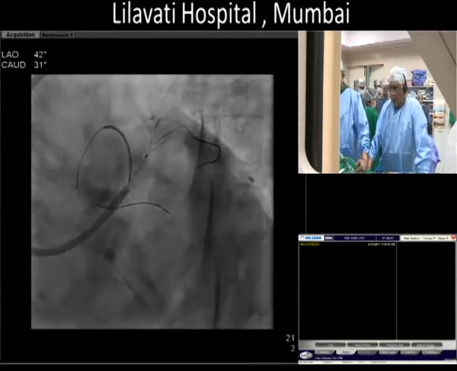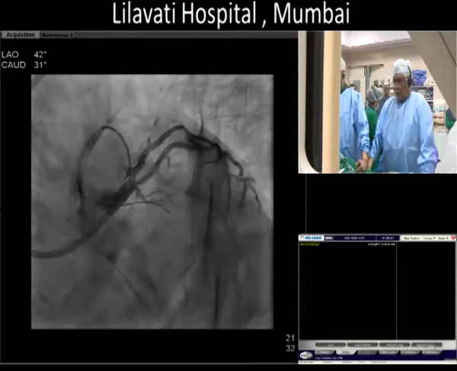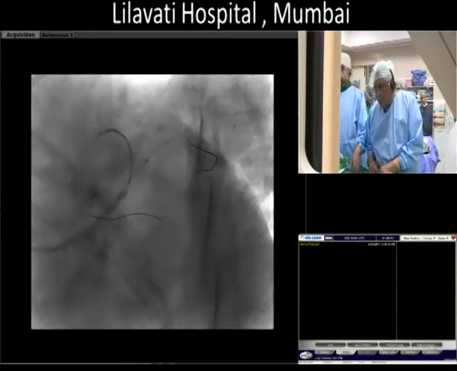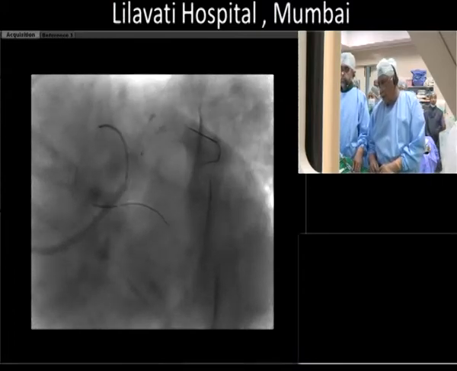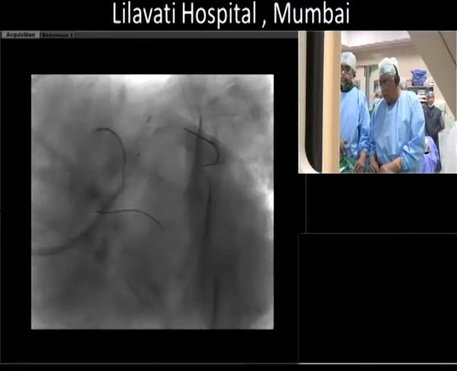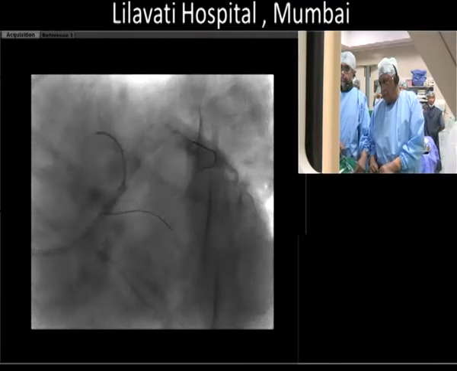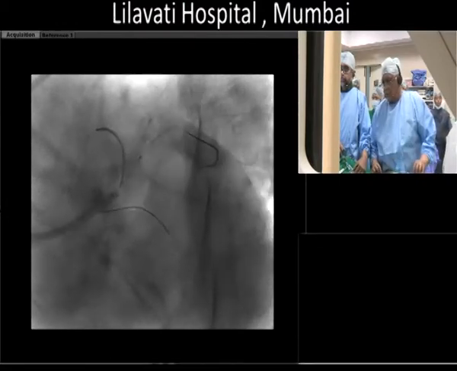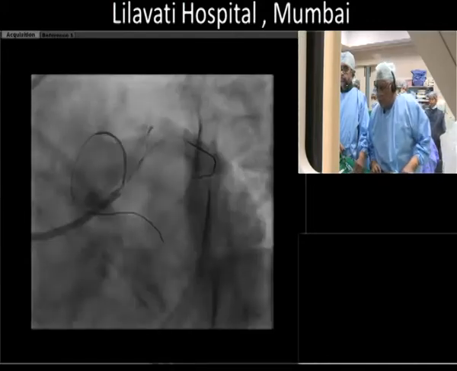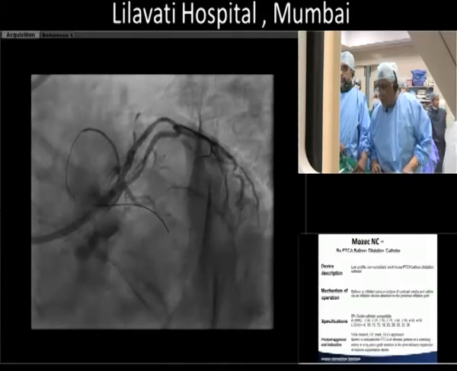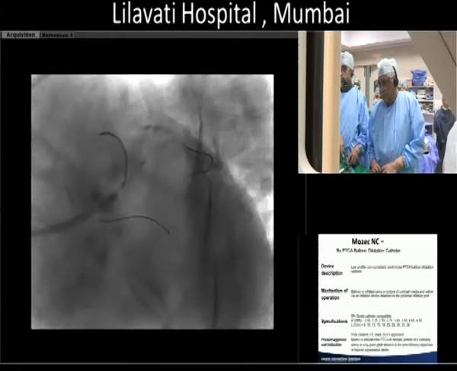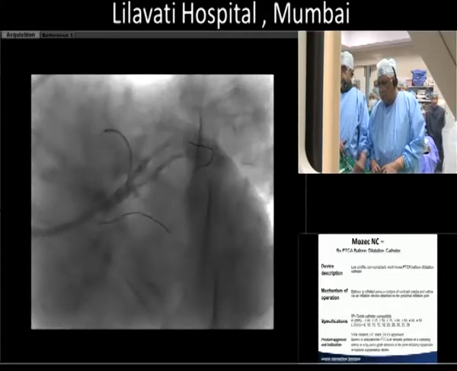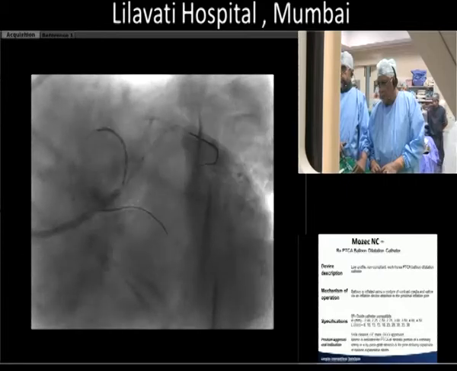Are you happy with the position or you want it a little more out? My thought is from here, I think you need to come back with the LAD one marker. And I would just post-dilate the diag stent first. That's perfect right there. It's very nice.